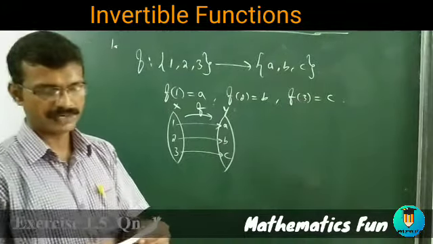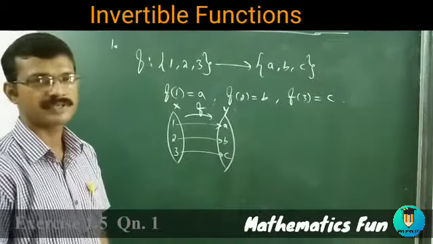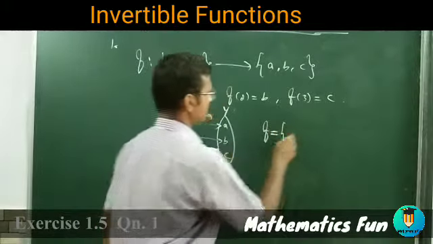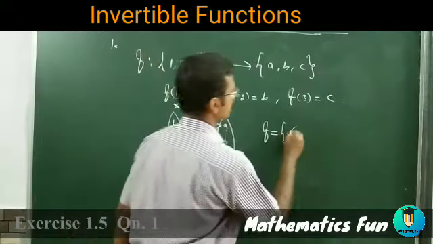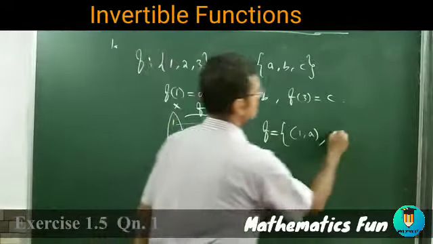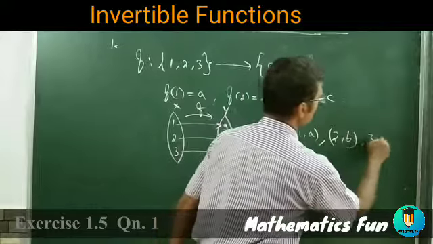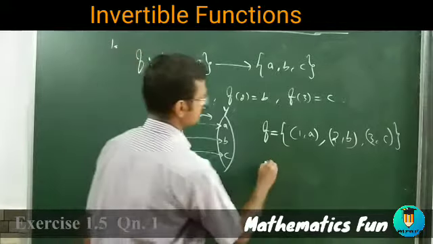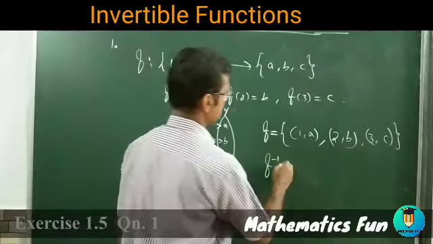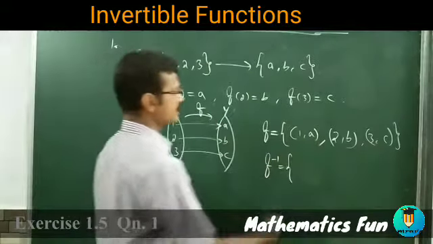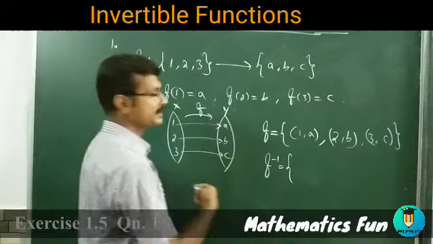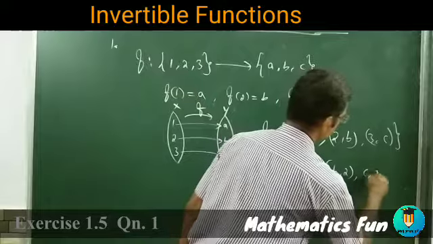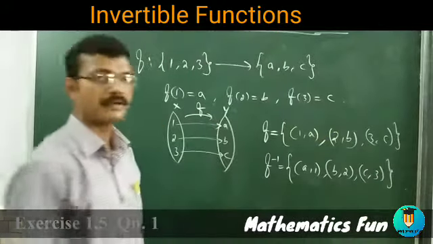And the second part, you have to find f inverse. First of all we will write the elements of f, then it will be easy. The elements of f are (1,a), (2,b), (3,c). Then for f inverse we have to take the reverse, that is (a,1), (b,2), (c,3). These are the elements of f inverse.